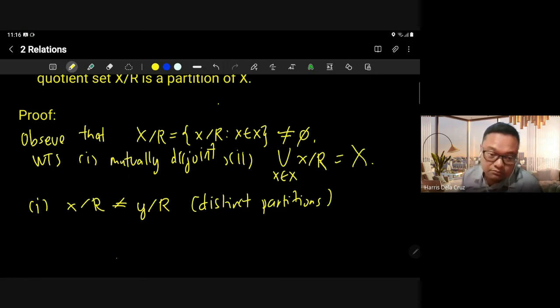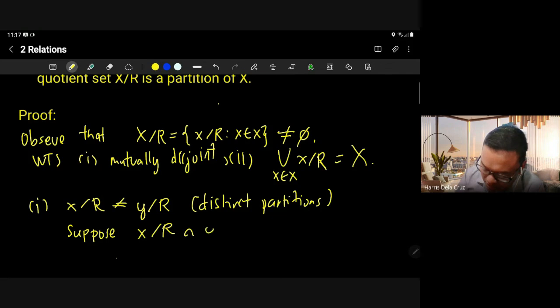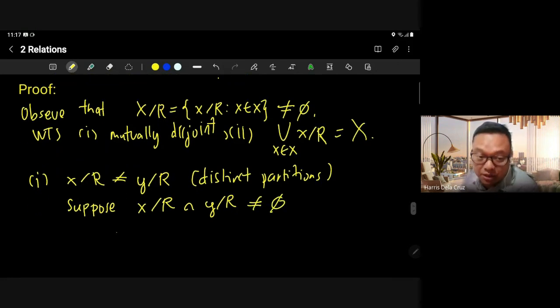Okay. So since what we want to show is that these two partitions are empty, let's show on the contrary that they are not empty. Okay? So suppose, ang gusto natin pakita, empty yan. Suppose hindi siya empty. Suppose x over r intersection y over r, sabihin natin may laman siya. Okay? So sabihin natin hindi siya empty. Okay. So we're proving by contradiction.